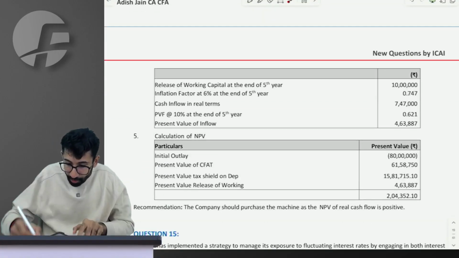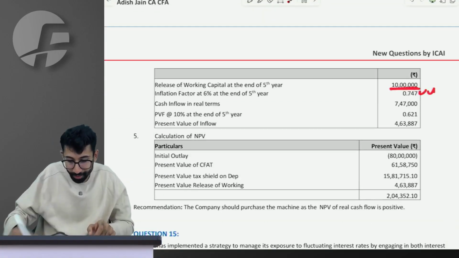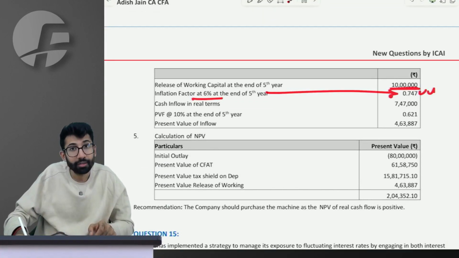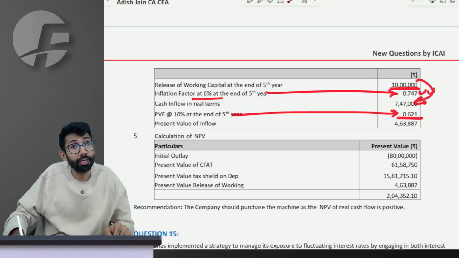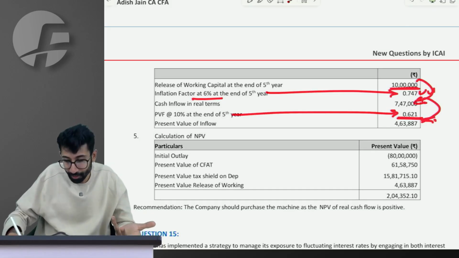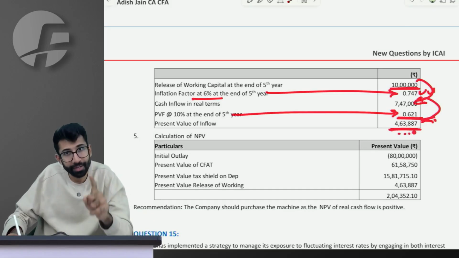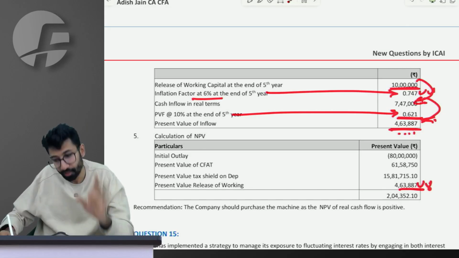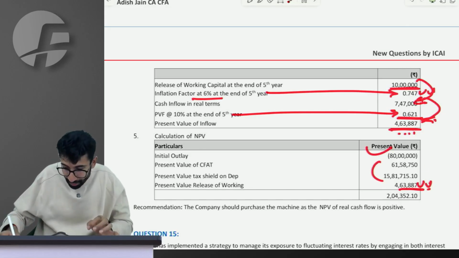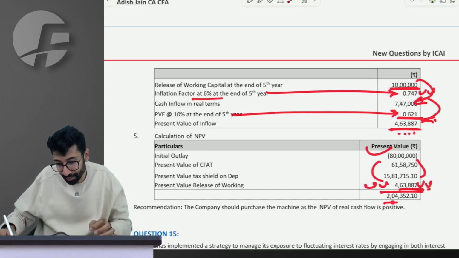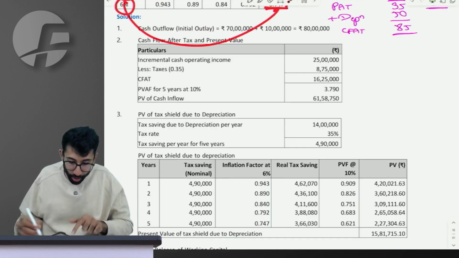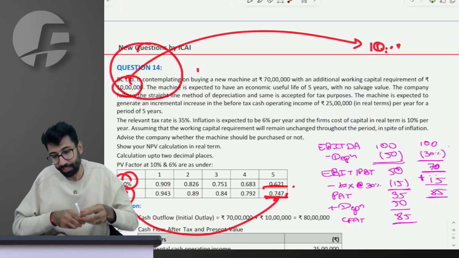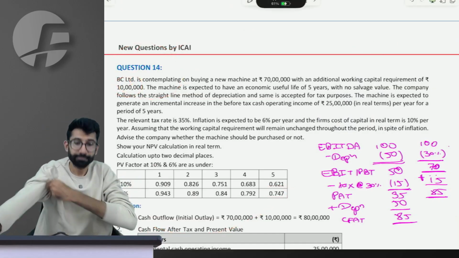So sir, whatever is the amount of cash flow, first you multiply at the rate of 6% factor, then you multiply at the rate of 10% factor. This one is converting to real, this one is bringing to present value, making it 463,887. This is the terminal inflow. Initial outflow, annual inflow and terminal inflow, finally is NPV, which is positive, which is why you say you should accept the project in question number 14.